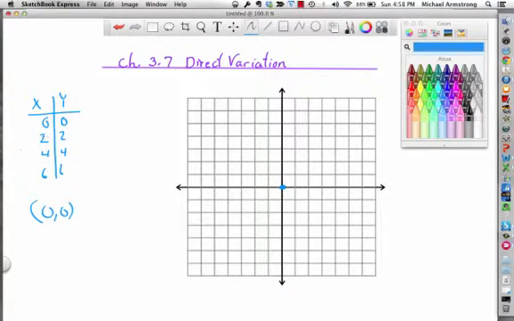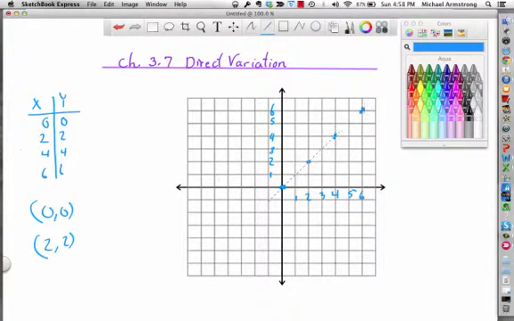And the points 2, 2, you can kind of follow this. Over 2, up 2. Over 4, up 4. Over 6, up 6. And you can actually count 1, 2, 3, 4, 5, 6 just to make sure I'm doing it right. And 1, 2, 3, 4, 5, 6. And they line up nicely.